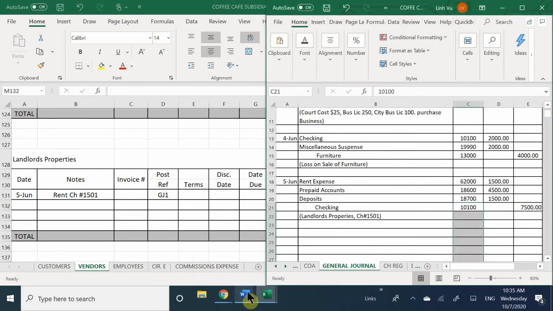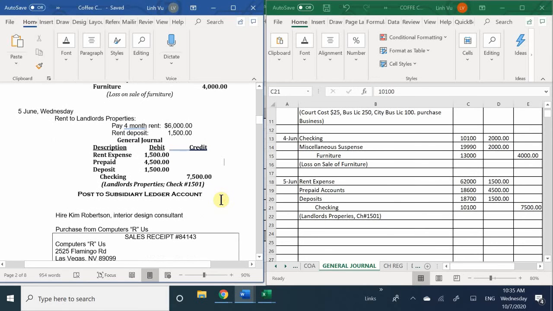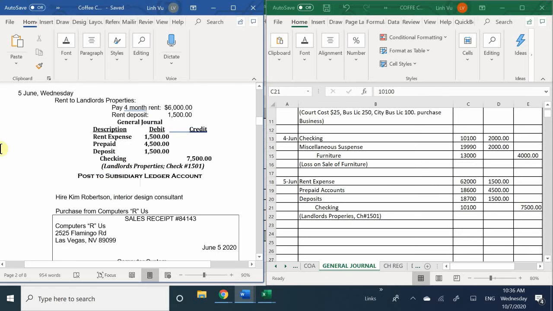So now we go back to our journal and we go back to our scenario. Any questions in regards to dealing with a subsidiary ledger? Okay. All right. So again, I made a note here that you need to post to the subsidiary ledger. Okay. All right. So then what has happened next?